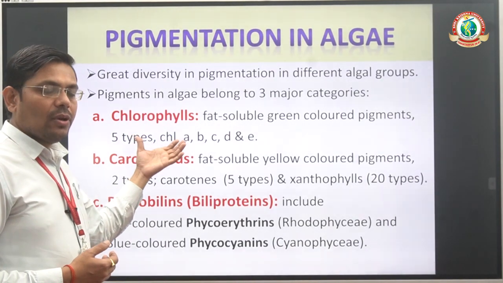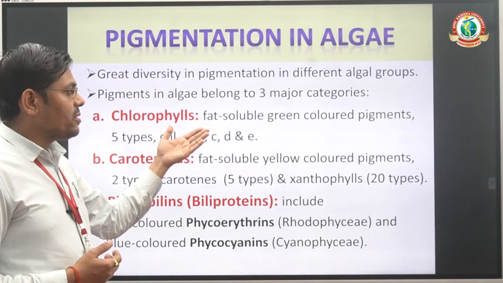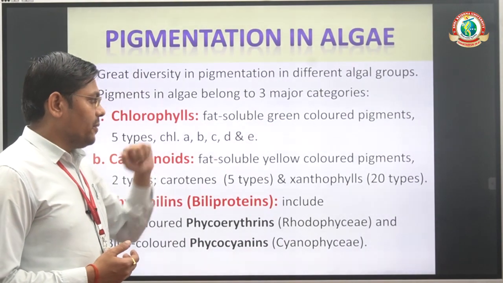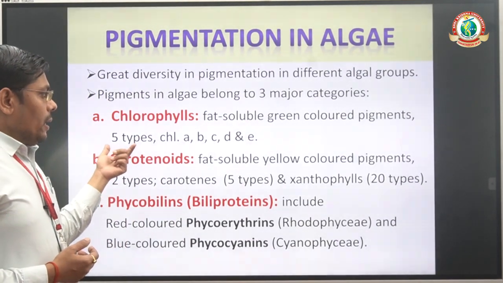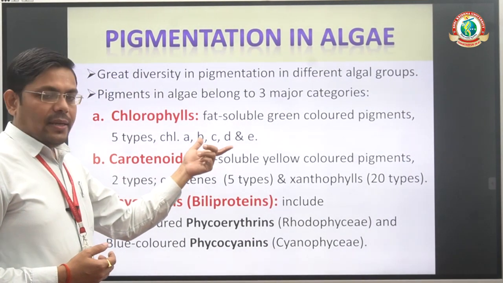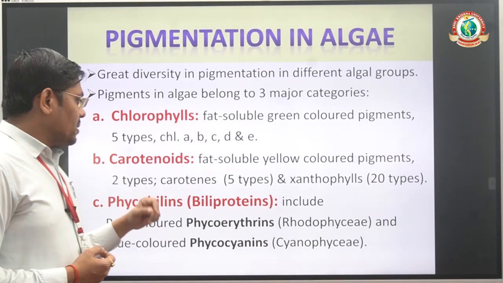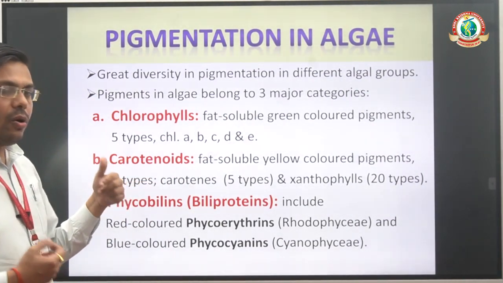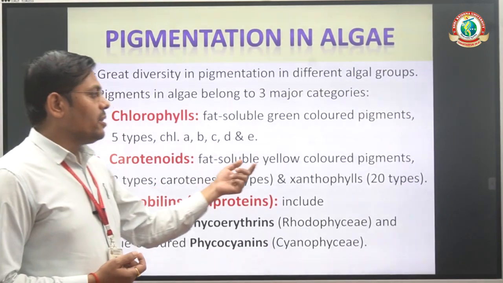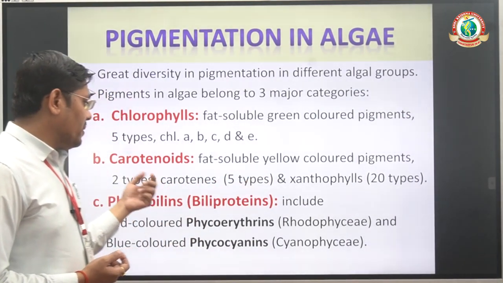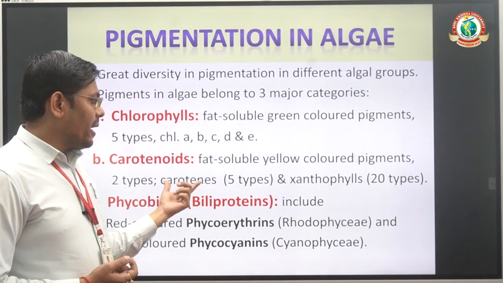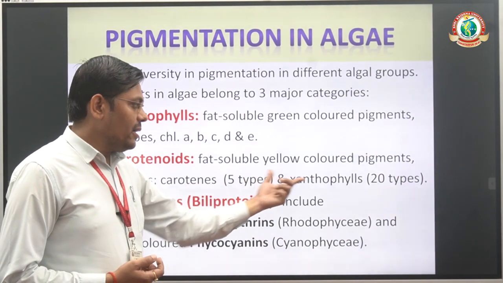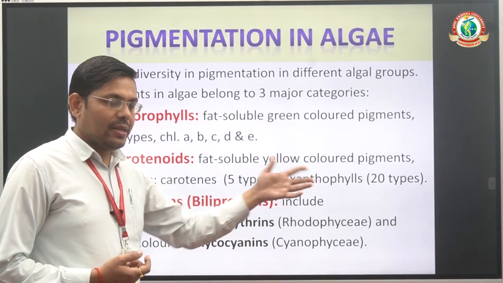Different types of chlorophylls are found, which are fat soluble and green in color. These are A, B, C and D. These are the green color pigments. Carotenoids are also fat soluble and yellow in color, and they are of two types, carotenes and xanthophylls, and each one has 5 types and 20 types.